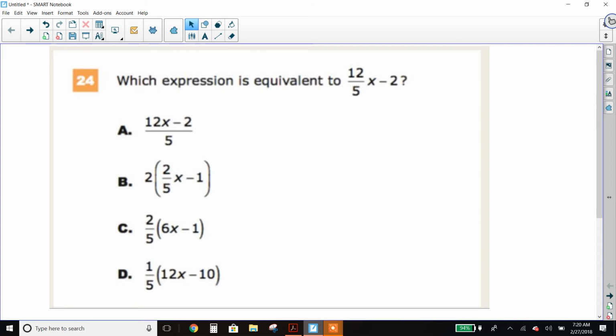Which expression is equivalent to 12/5 x minus 2? Now, I'm going to give you all a couple minutes to try to figure out the problem. Remember what I said? You're going to get about maybe 3 to 5 minutes, so I'm going to go ahead and flip the timer.